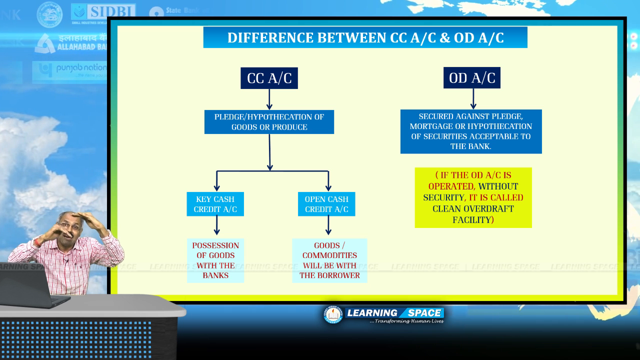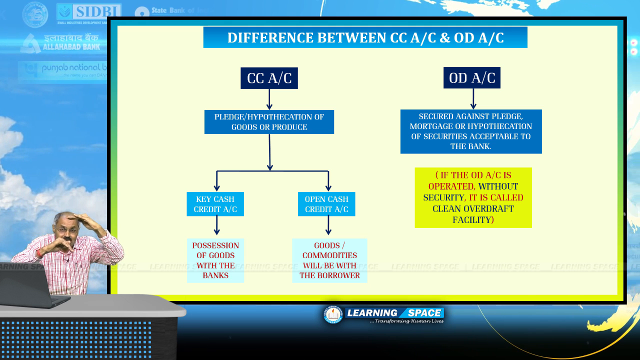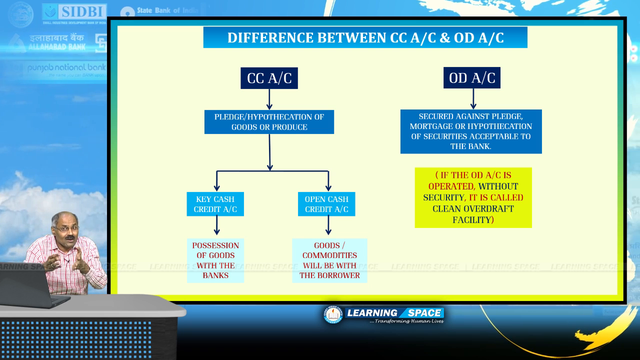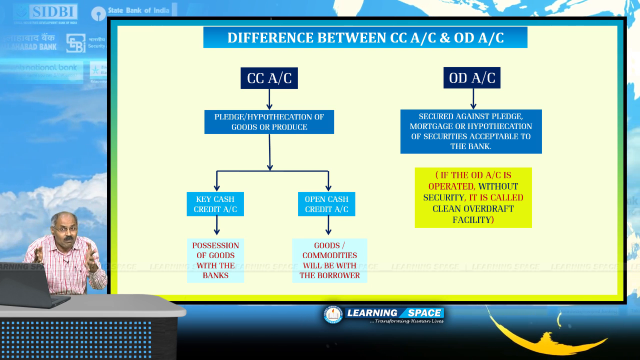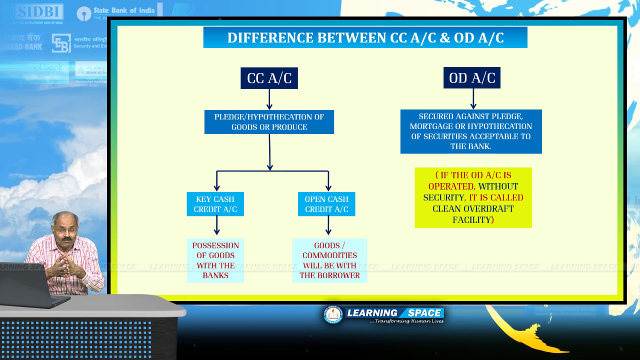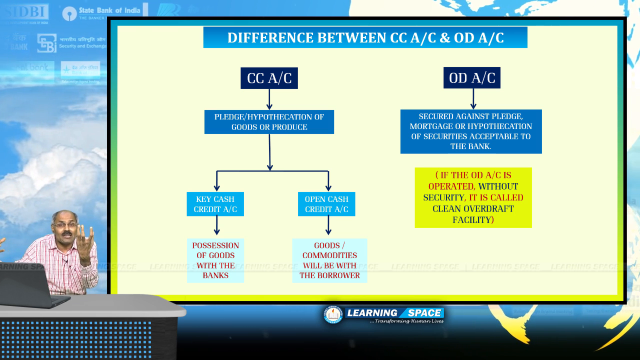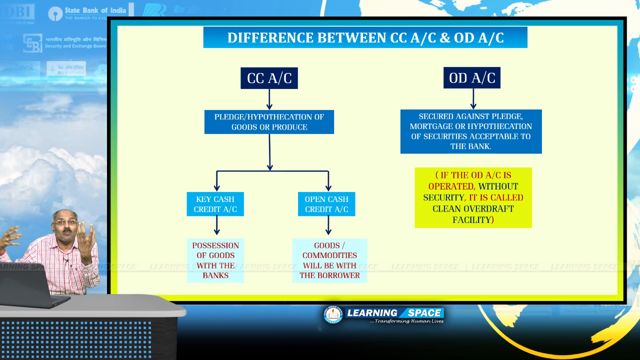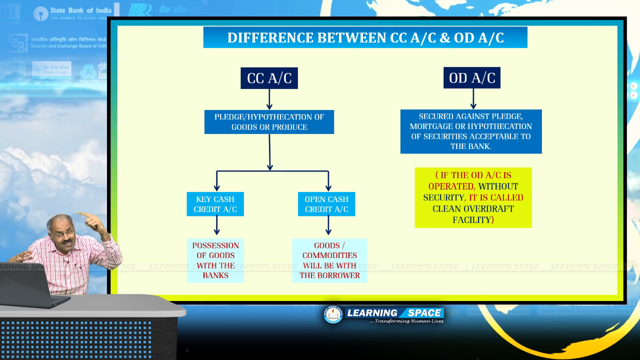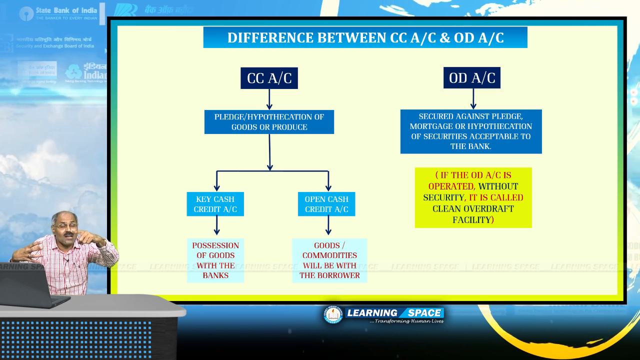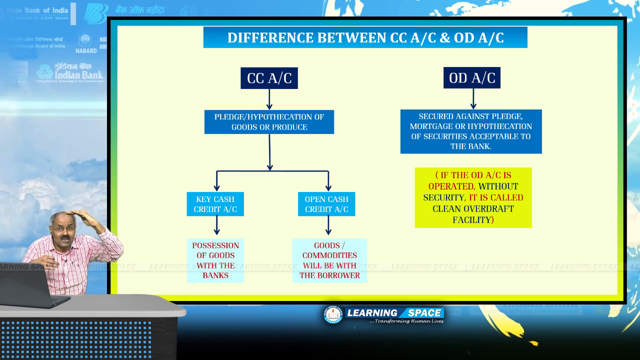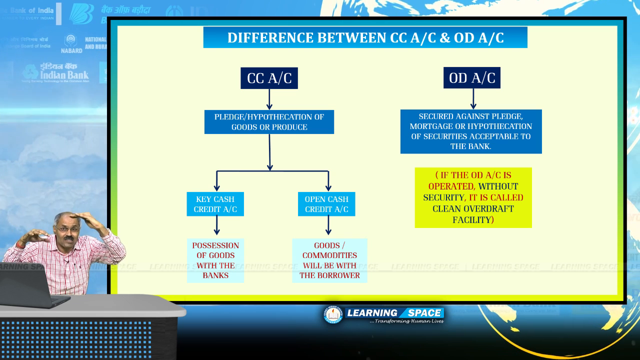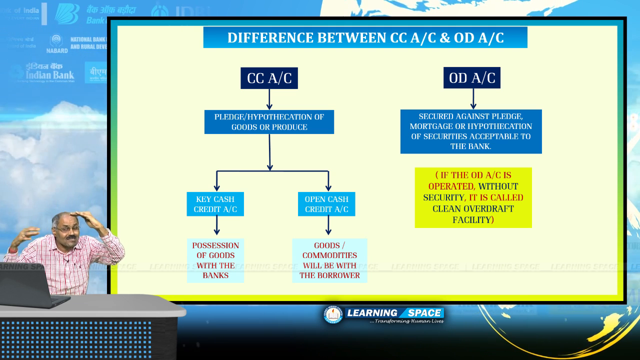So here the collateral security is the produce or the raw materials or the finished product in your company or in your factory. Against the collateral security of your raw materials, or you can say against the hypothecation of these raw materials, you will be allowed up to a certain limit to access bank funds by the bank, that is cash credit.